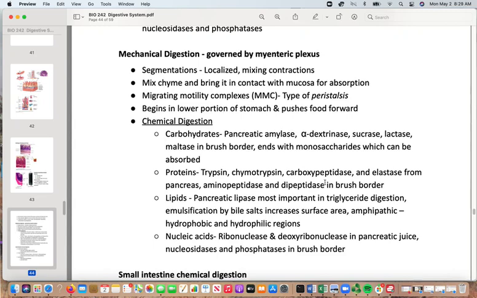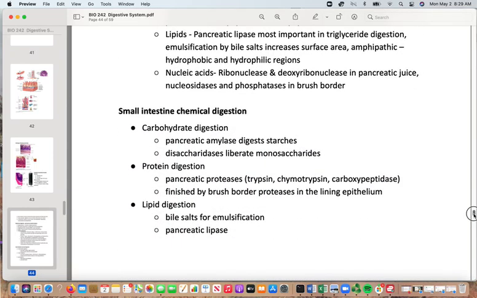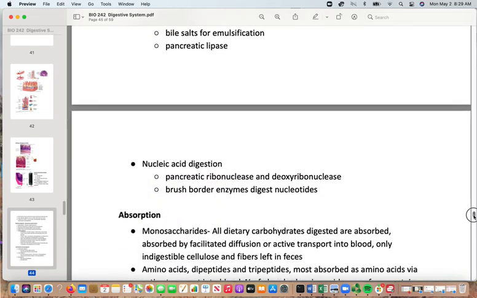Lipids, pancreatic lipase is the most important one. You'll have emulsification with the bile salts. It's going to increase the surface area. And then nucleic acids with ribonuclease and deoxyribonuclease. So we're going to have carbohydrate digestion, protein digestion, and lipid digestion all occurring in there, as well as the nucleic acids.